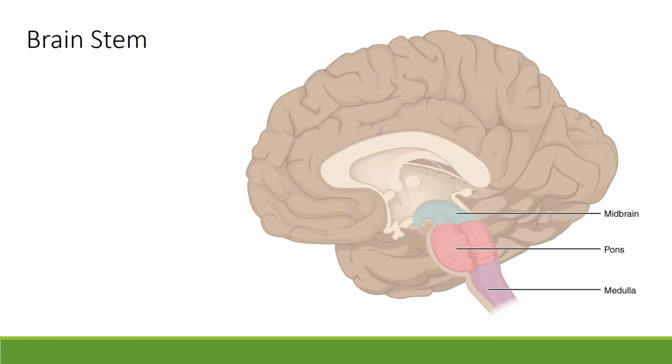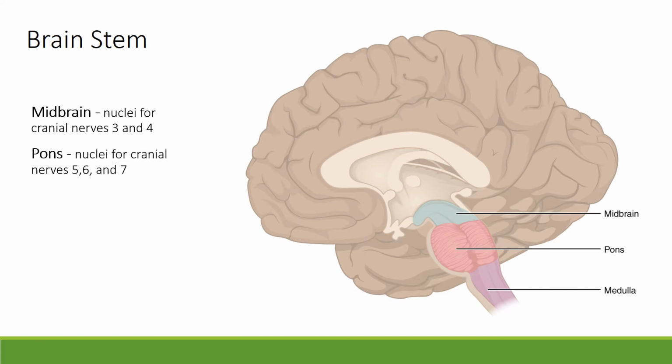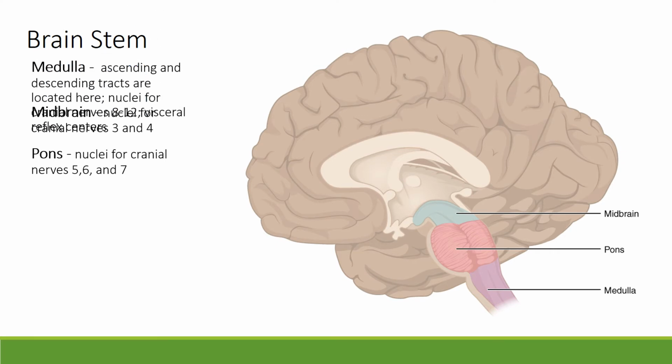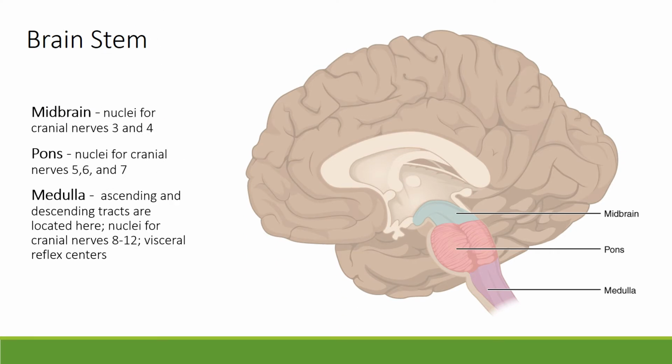Let's look at the 3 parts of the brain stem. The midbrain has nuclei for cranial nerves number 3 and 4. The pons has nuclei for cranial nerves number 5, 6, and 7. And the medulla contains ascending and descending tracts and has nuclei for cranial nerves 8 through 12. It is also the location of your visceral reflex centers.